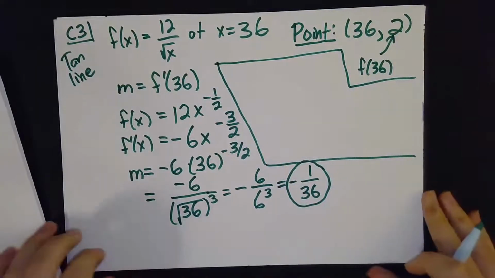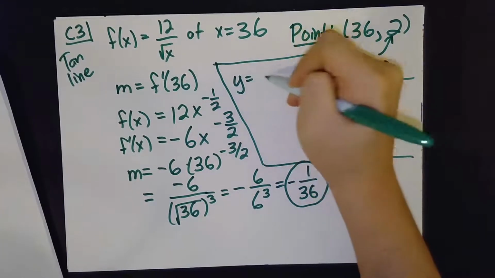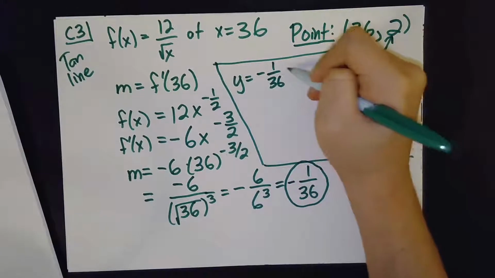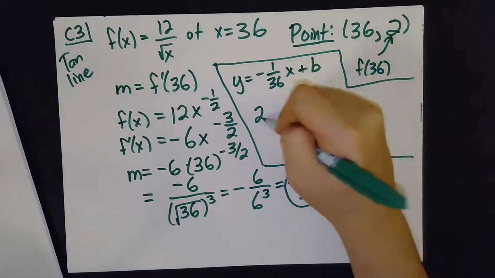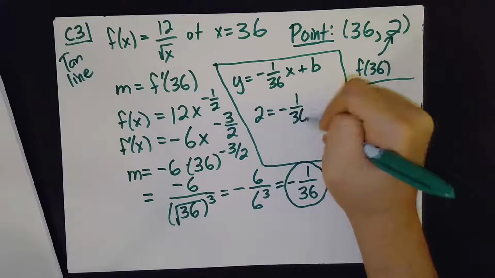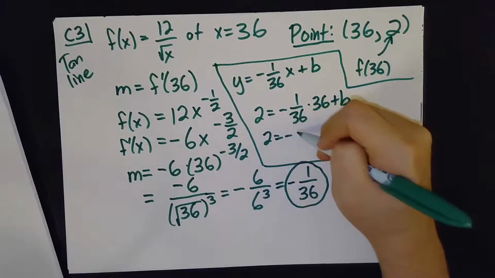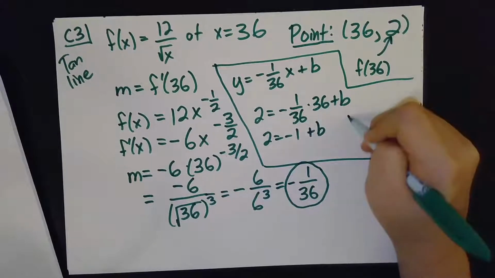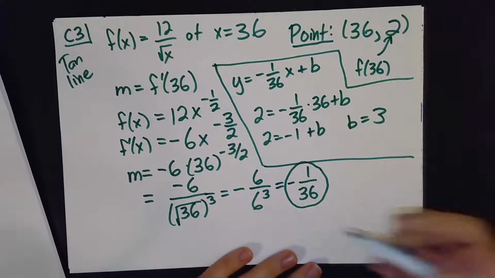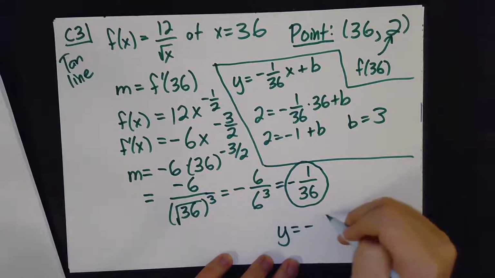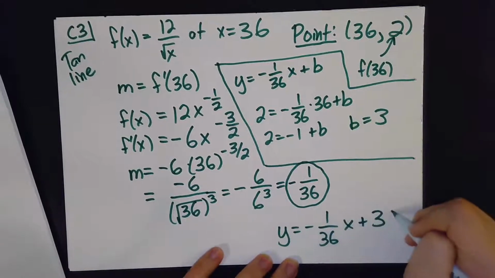So, we're almost there. The equation of the tangent line looks like this, but we can plug in our point. Okay, that actually works out pretty nice. And so my answer here is y is minus 1/36 x plus 3.